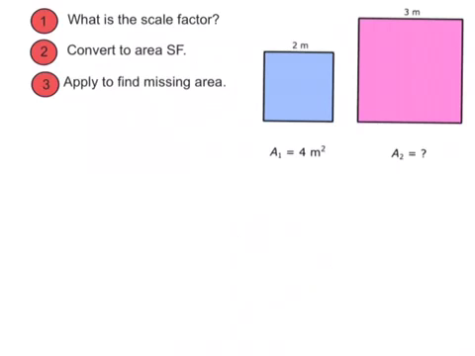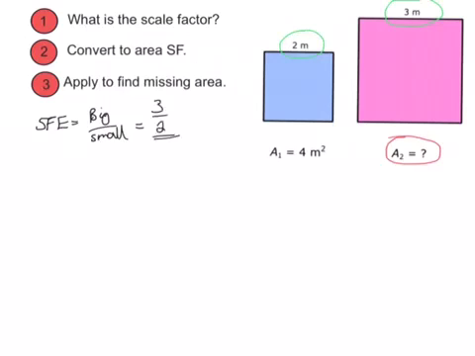Okay, so our first example then, we've got two similar shapes, and as you can see, we've got the length of 2 here and a length of 3 on the larger one, and the unknown area that we're trying to find is in the larger shape, so it's going to be a scale factor of enlargement. So like before, scale factor of enlargement is equal to big divided by small, so 3 divided by 2, and we can leave it like that.